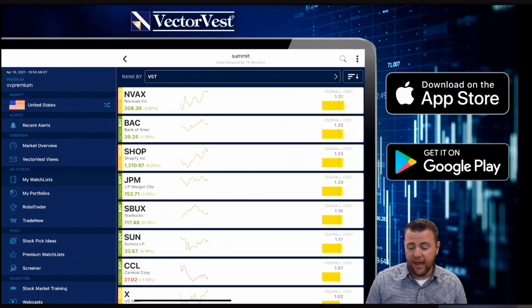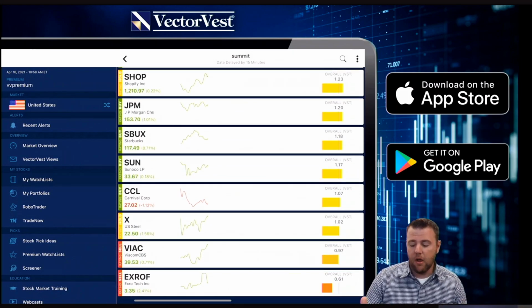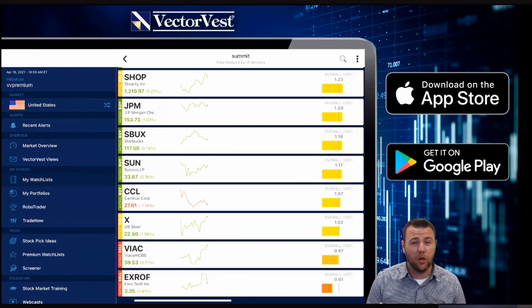So as we can see, NVAX comes up as number 1, BAC coming in as number 2, Shopify, and as we scroll down, we then start to see it go from more green and yellow to yellow and red. So therefore the best, the ones that you don't have to really worry about, are right there at the top, but the ones that you do need to worry about more, the ones you should pay a little bit closer attention to, can be found at the bottom.